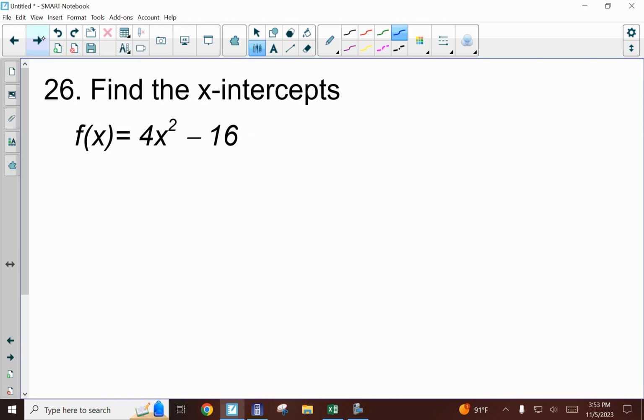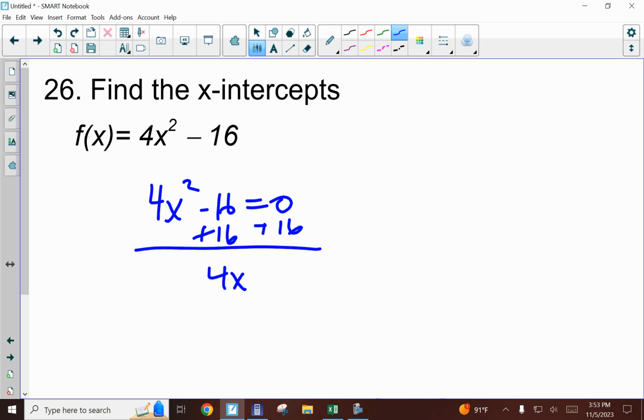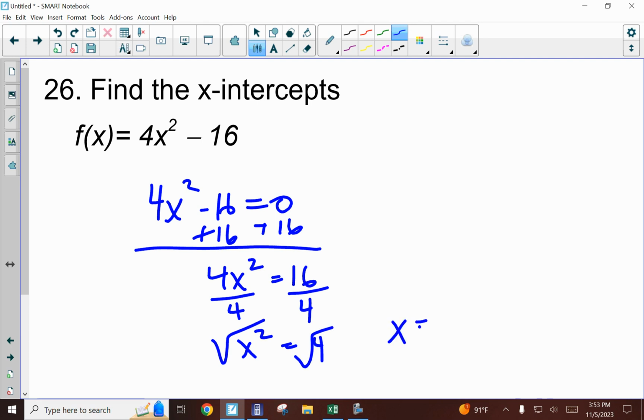Okay, next, find the x-intercepts. There's more than one way to do this. The x-intercepts are the roots, so you could either look at the graph and see where it crosses the x-axis, or you could just solve this. 4x squared minus 16 equals 0. So if you add 16 to both sides, you get 4x squared equals 16, and then you divide by 4. You get x squared equals 4. Square root, and you get x equals plus or minus 2.